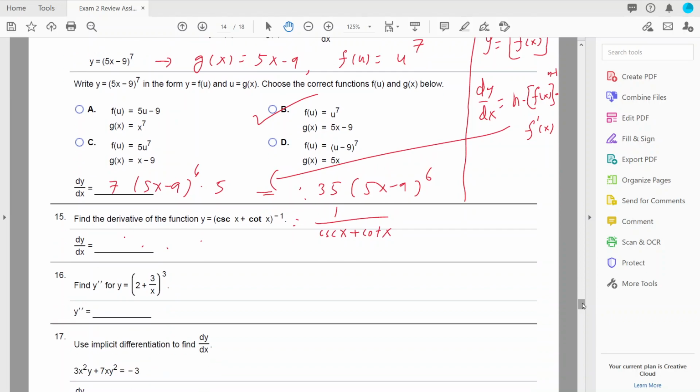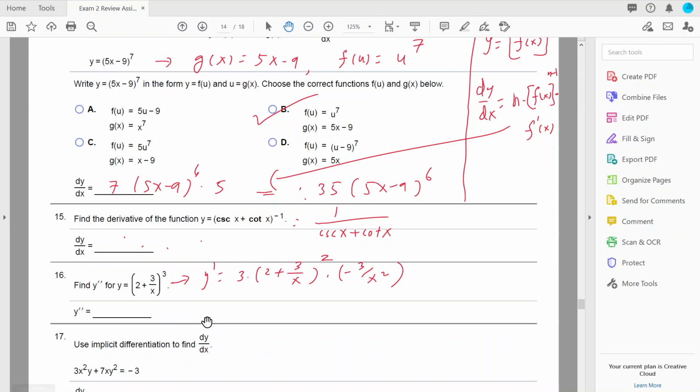In this case, the function inside the bracket is 2 plus 3 over x. But keep in mind, we need to find the derivative of the derivative, so there is a double prime. The first derivative, y prime, would be 3 times 2 plus 3 over x to the power 2 times the derivative of the function inside the parentheses, which is negative 3 over x squared. That's y prime only. We need to find the second derivative, so when finding the second derivative, we have to use the product rule.